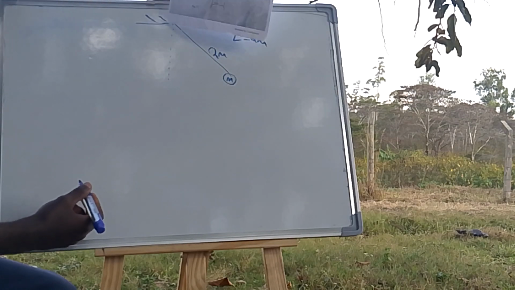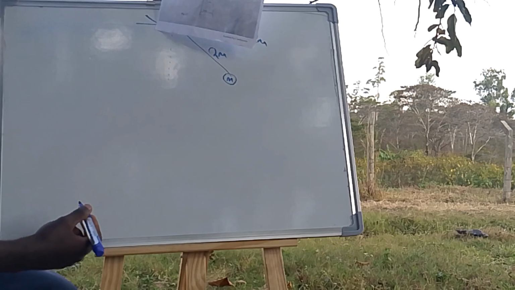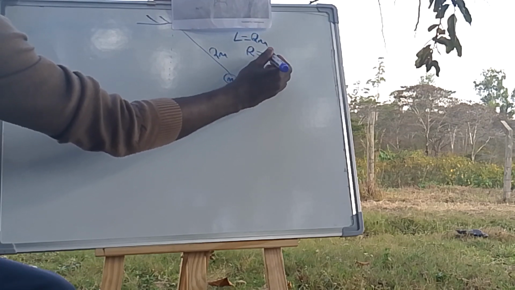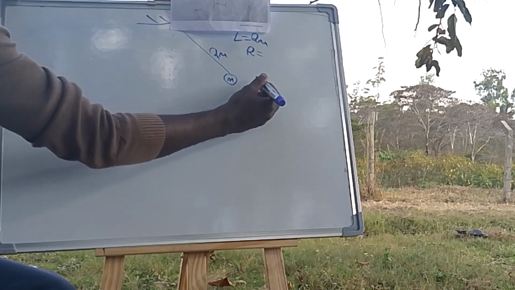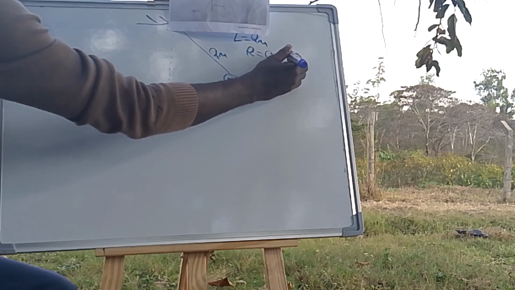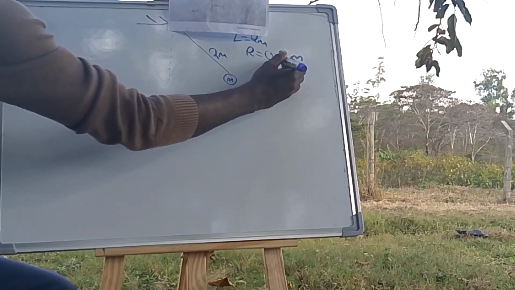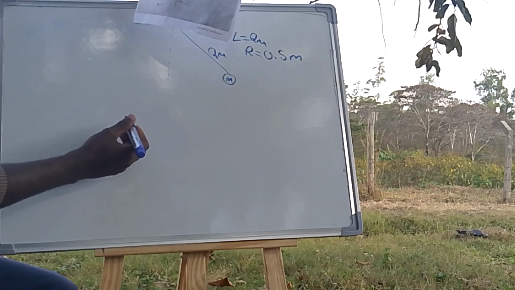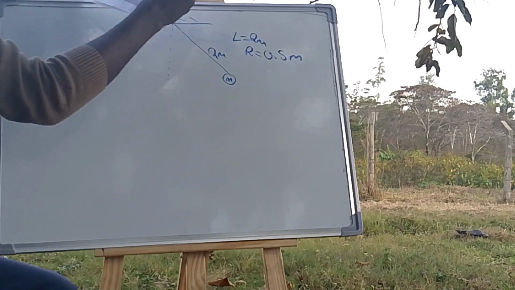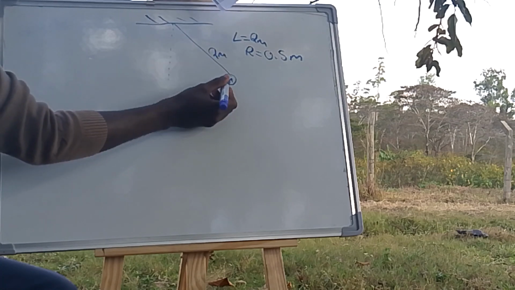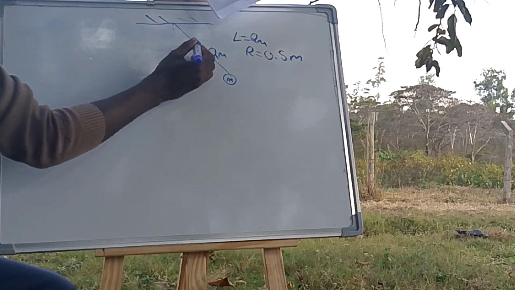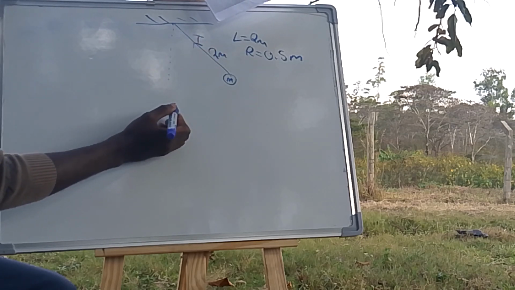This is from circular motion, and we are told that the radius equals 50 centimeters. Make sure the radius is in meters, so it's going to give you 0.5 meters. Now the question is, find the tension in the string. This is a string of length 2 meters. Remember, tension is always a pulling force. So in this string, there is tension.